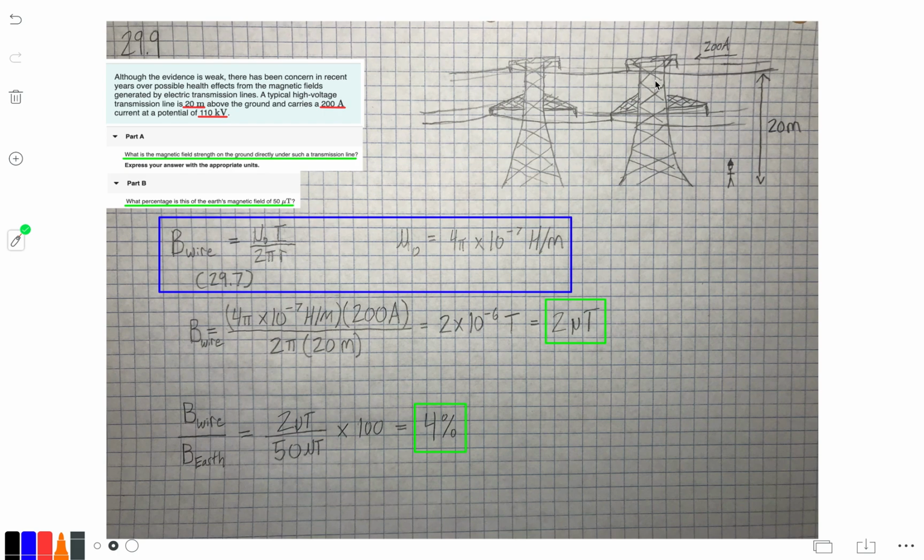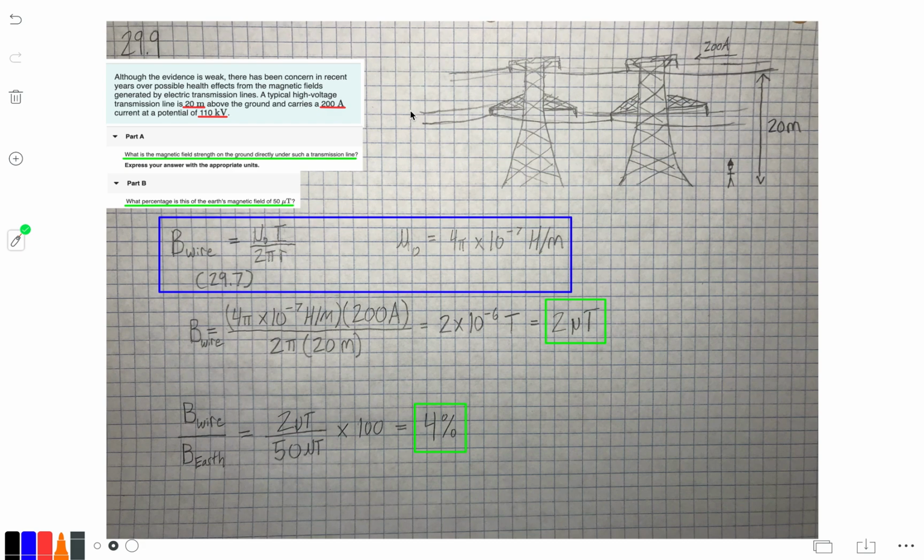But in our case, we're just saying that this top wire here is going to be the center of our loop, and the radius is going down to the ground there. So it would be 20 meters in all directions, so it'd be 40 meters in diameter, if you will. But for this problem, it's actually a pretty simple setup.